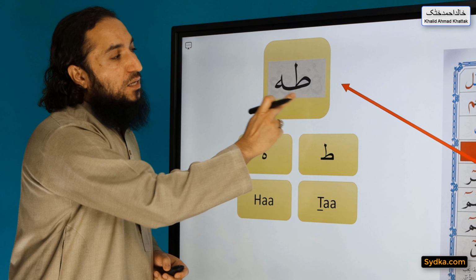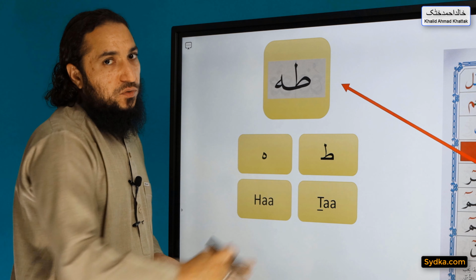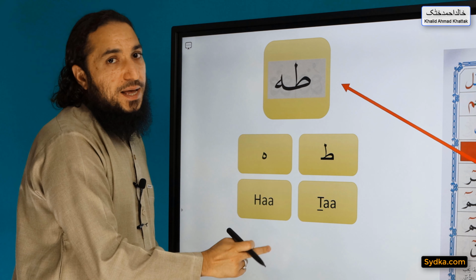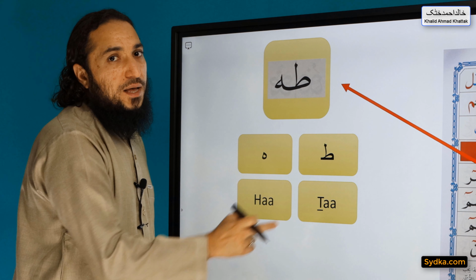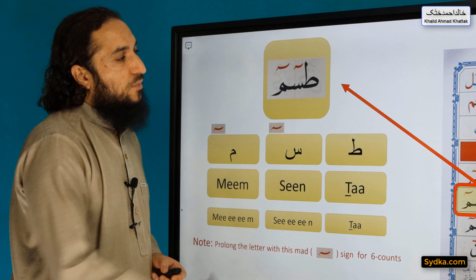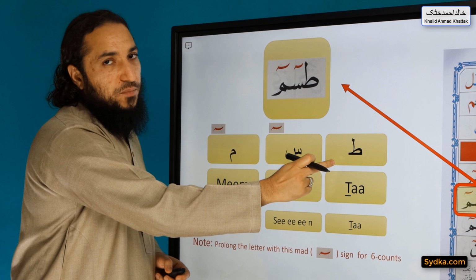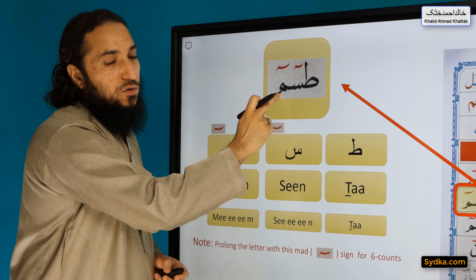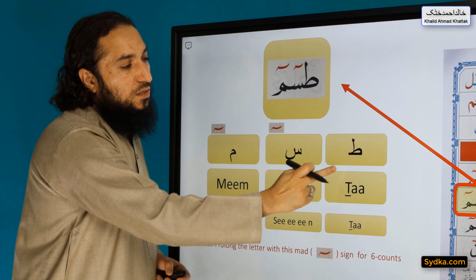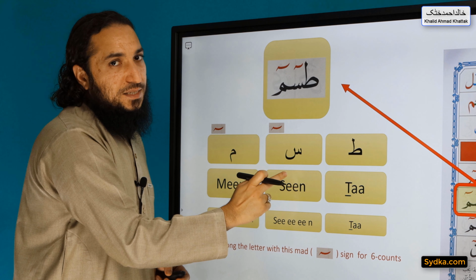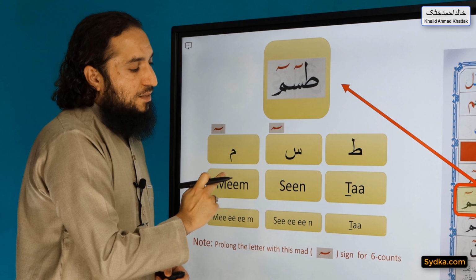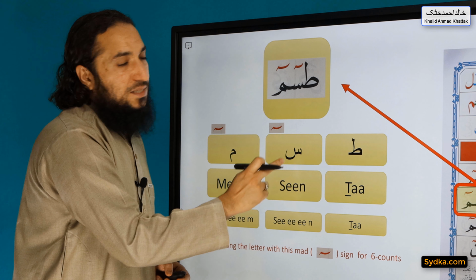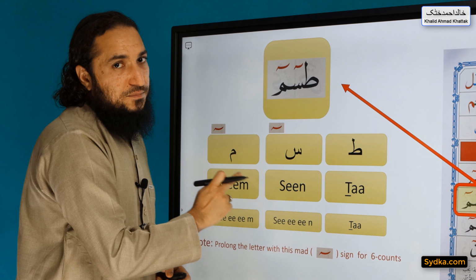In this example, ta and ha, both of them they don't have mad, so it's just 2 counts. Ta ha, ta ha. So the first ta, it doesn't have mad, so 2 counts. Sin has got mad, 6 counts, and mim has got mad, 6 counts. Ta sin mim. Ta sin mim.